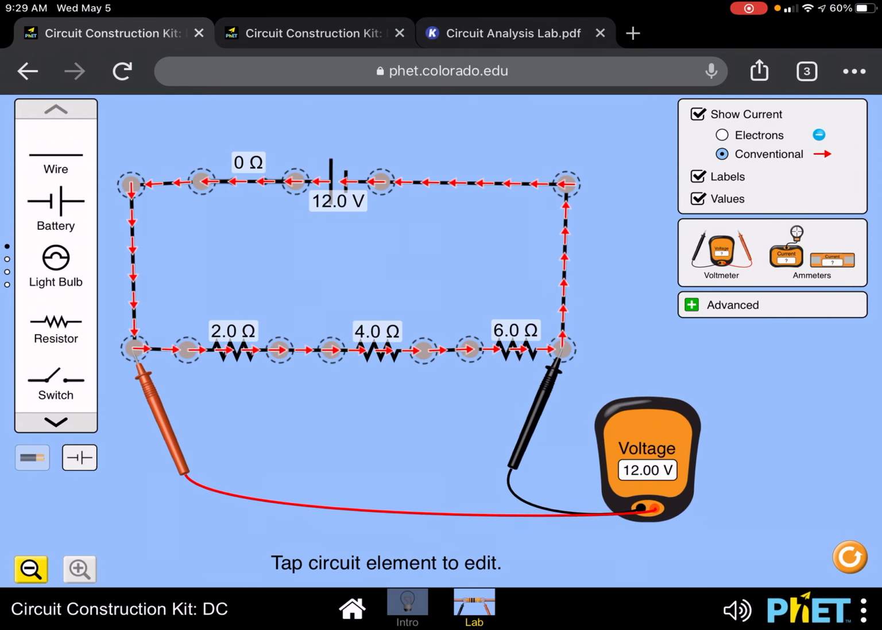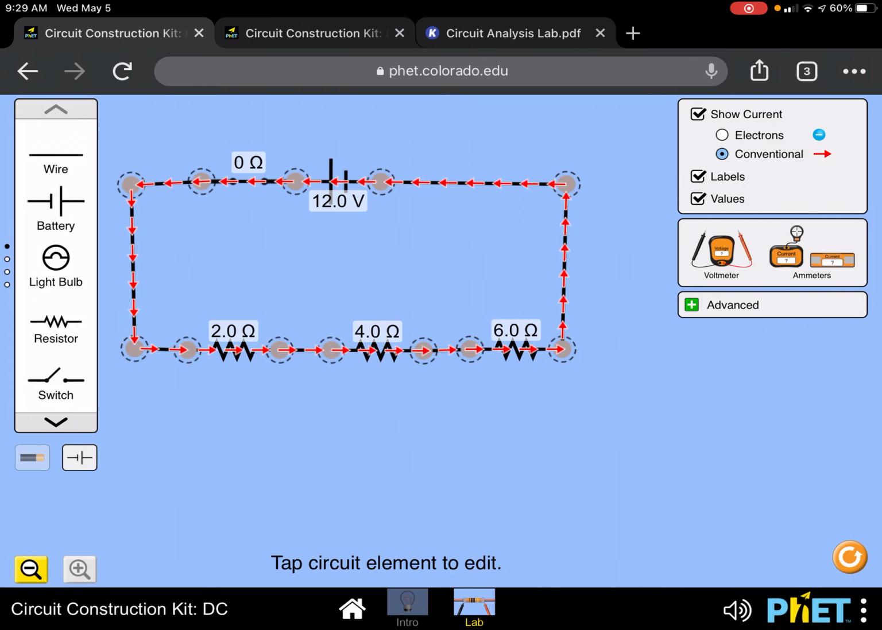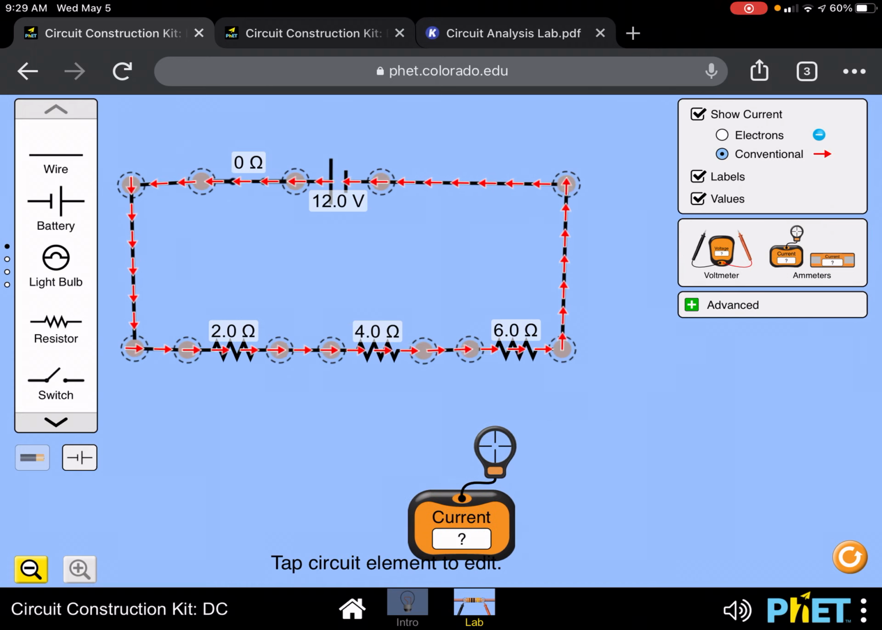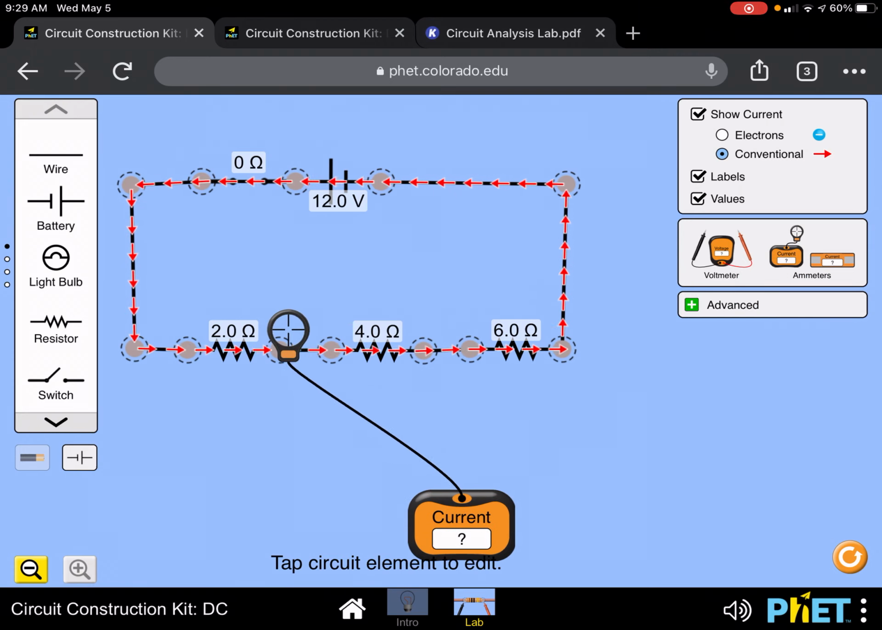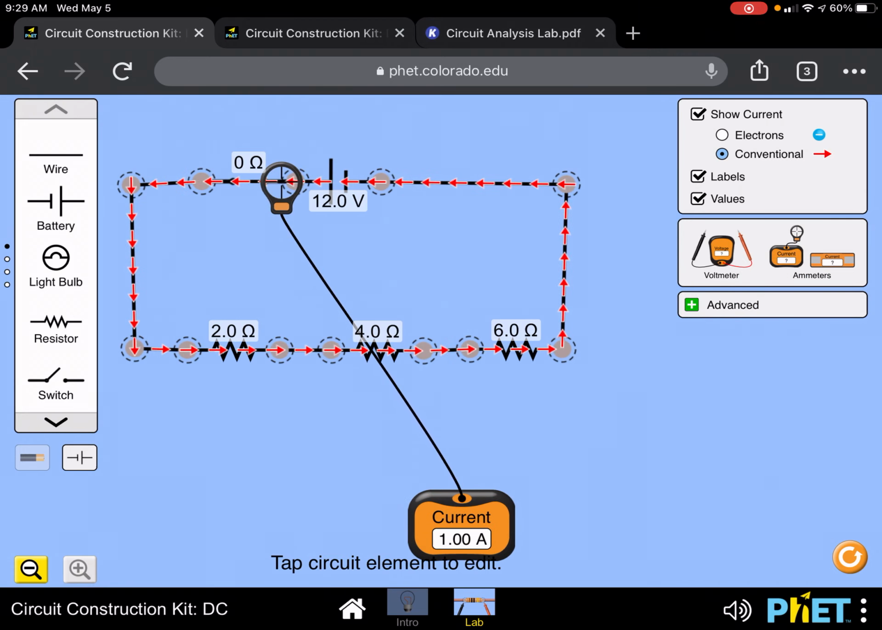Okay, so I'm going to take the voltmeter and put it away. I'm going to drag the ammeter out. I'm going to drag this over, and right after the battery, we can see the total current coming out of the battery is measuring 1 amp.